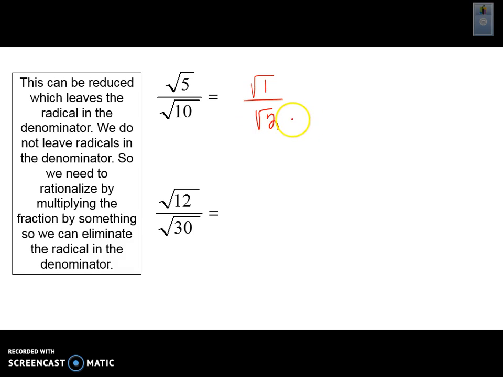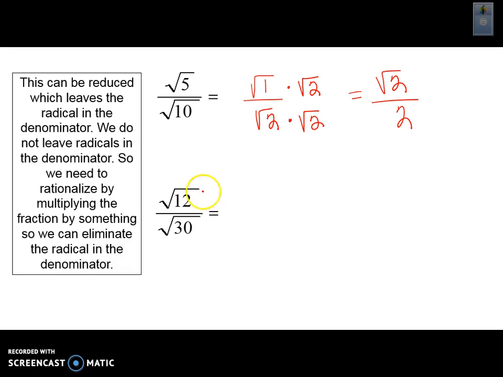So in order to rationalize, we multiply the numerator and the denominator by the radical that's on the bottom. So we have the square root of 1 times the square root of 2, that is just the square root of 2, and then square root of 2 times the square root of 2, remember we talked about how the radical just goes away, so we're left with 2.